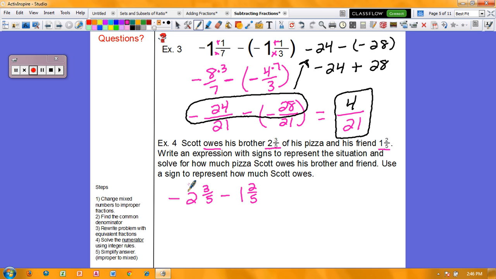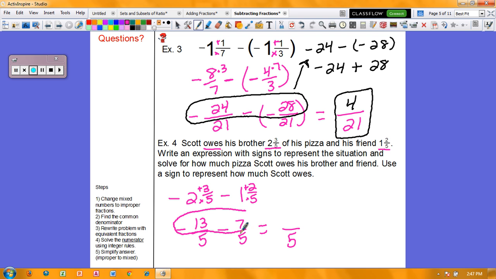So let's take our mixed numbers and change them to improper fractions. So we are going to have 5 times 2, which is 10, plus 3 is 13. It's negative, so it has to be a negative improper. So we have 13 over 5 minus 5 times 1 is 5, plus 2 is 7. So minus 7 over 5. Now, we happen to have common denominators, so we don't have to actually find that, and now we can just solve. Now remember, all I care about is the numerator. Denominator stays the same.